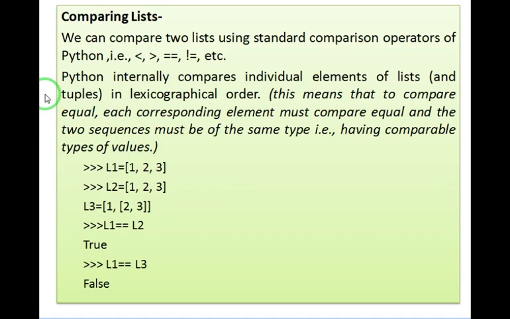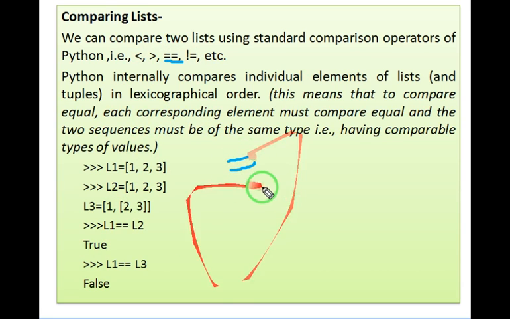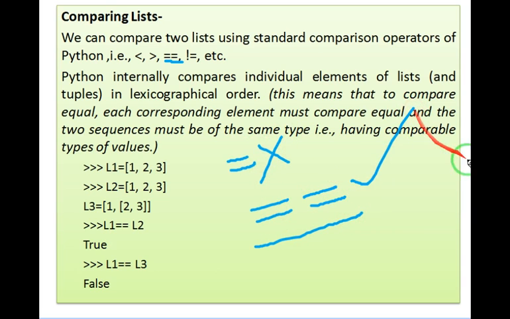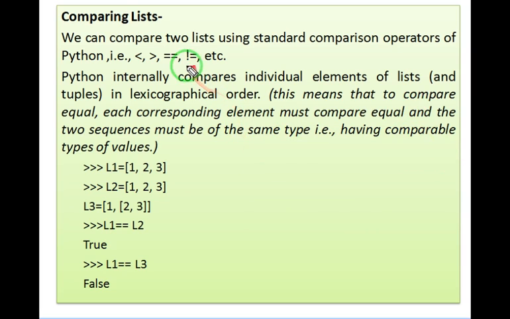Next is comparing lists. If you want to compare lists, we can use relational or comparison operators: less than, greater than, equal to. For equal to, you have to use two equal signs. Don't use one. One equal sign is the assignment operator; you are assigning a value. If you want to check or compare, you have to use two equal signs. This is the sign of not equal to.